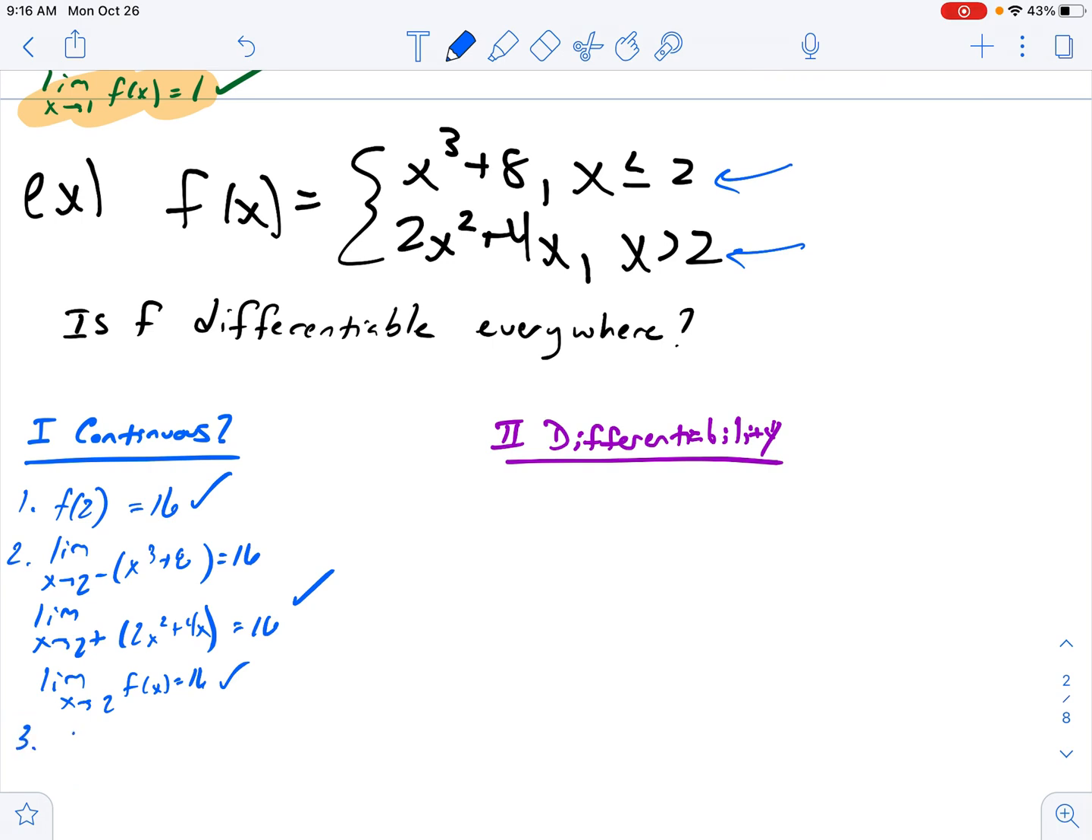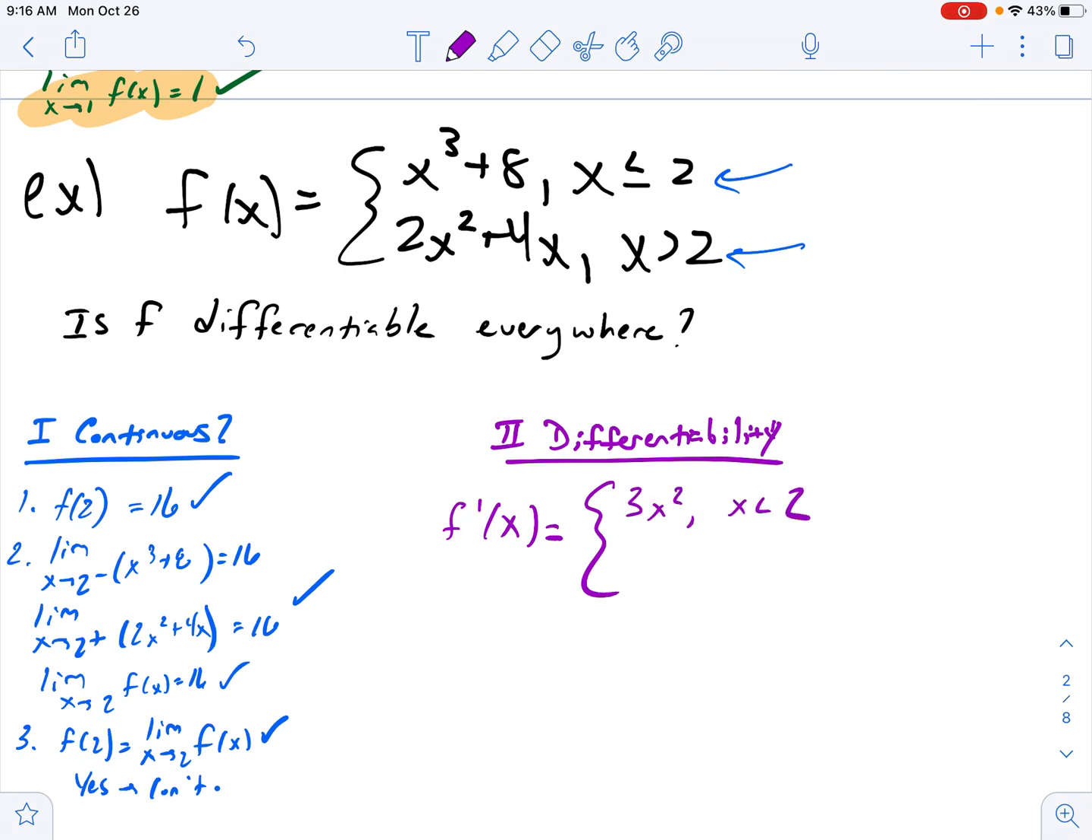And the big kicker here is that those values were equal. F of 2 equals the limit as x approaches 2 of this function. So yes, it's continuous for those reasons. Okay, and so it may be differentiable, so let's test that now. We're going to take the derivative of this piecewise. The top piece is just going to be 3x squared, and for now, I'm going to say for x values less than 2. I don't know if it's differentiable at 2 yet, so I don't want to include that equal sign. Okay. The derivative of the bottom piece is going to be what?